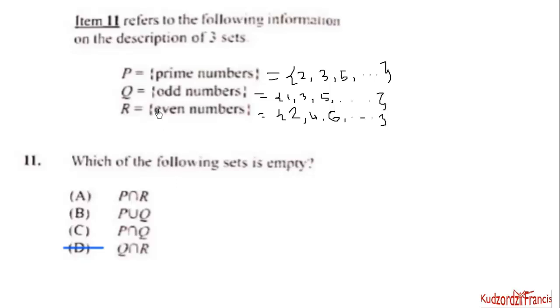We are supposed to determine which of the following sets is empty. If you look at set Q, which is the set of odd numbers, and set R, which is the set of even numbers, you don't have any intersection. So set Q intersection R will be equal to a null set, an empty set. So the correct answer is D.